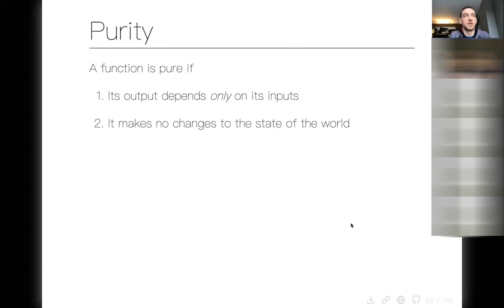Okay, so purity. A function is pure only if it meets these two things. This is not technical language, it's just the way that I think of it. The first one is that the output depends only on its inputs. So the behavior of the function cannot change by anything other than the formal arguments. And two, it makes no changes to the state of the world, the state of the world being anything outside of your computer.